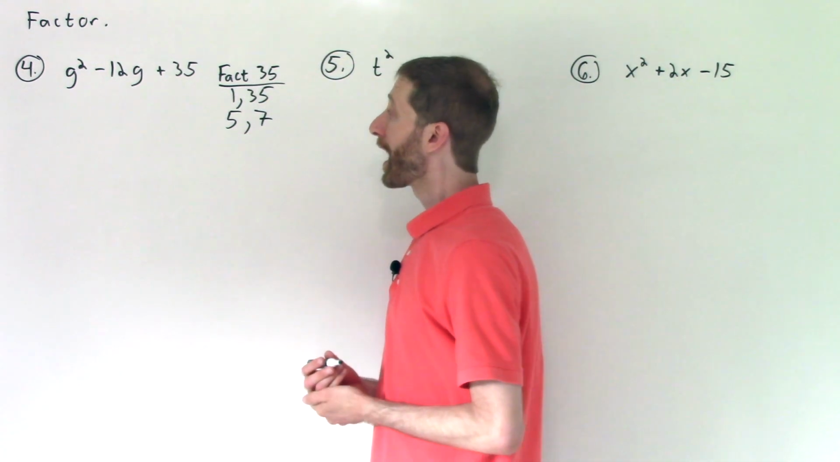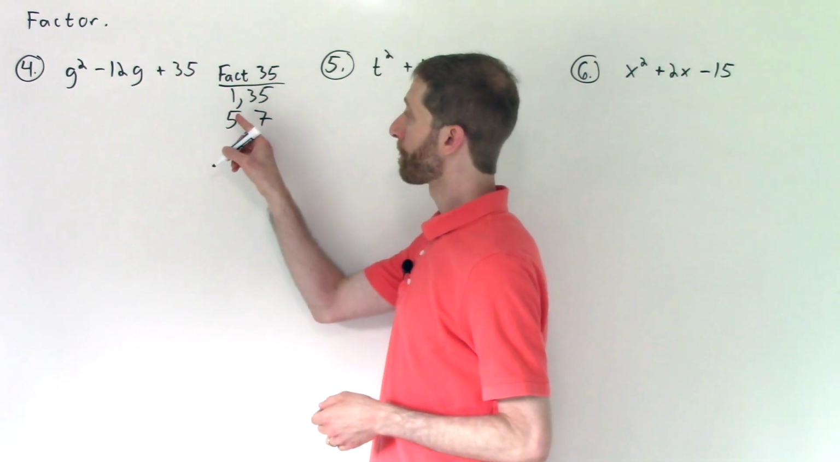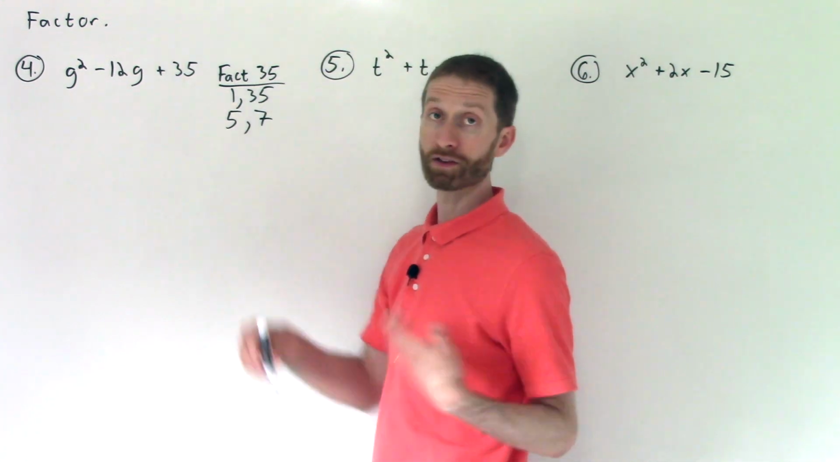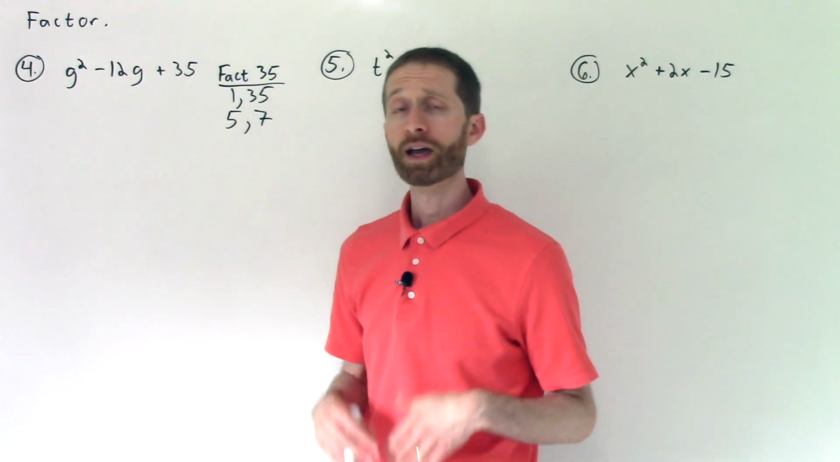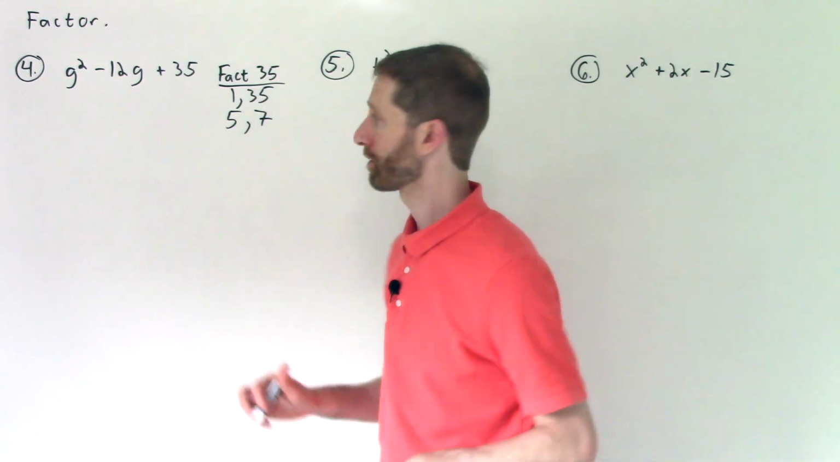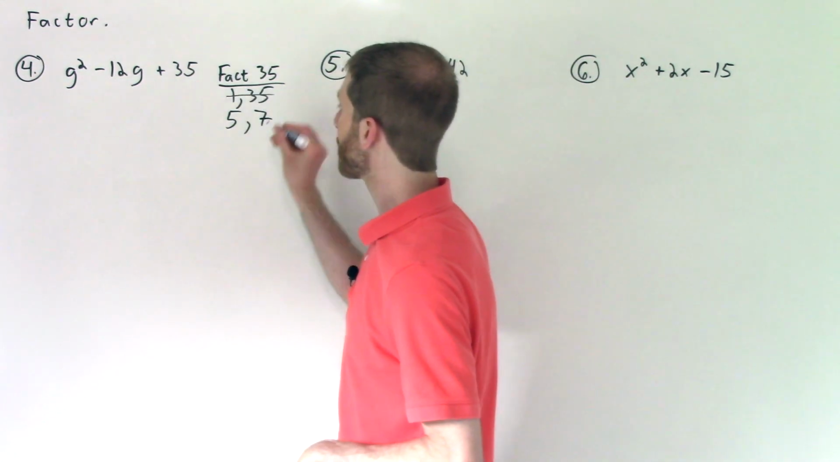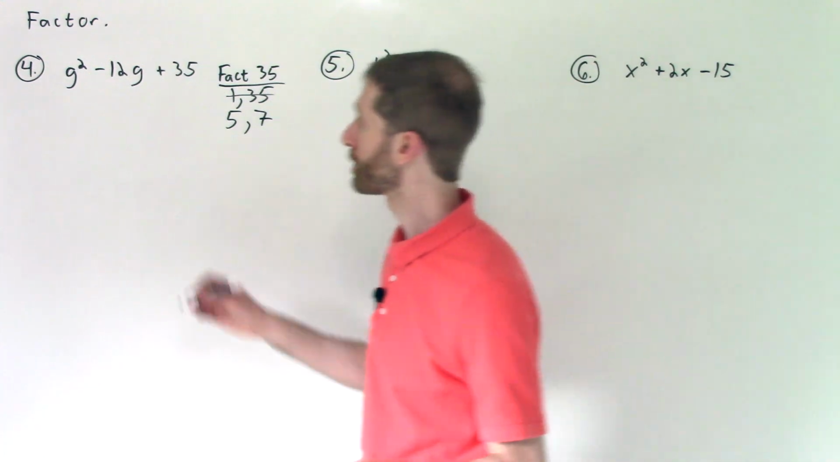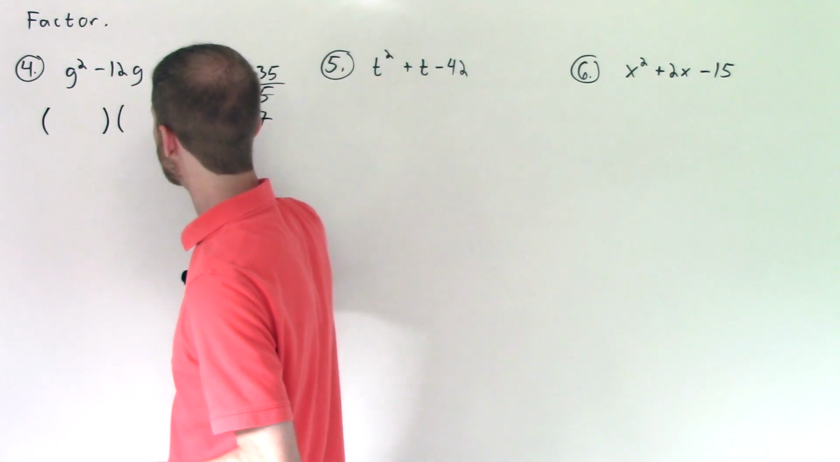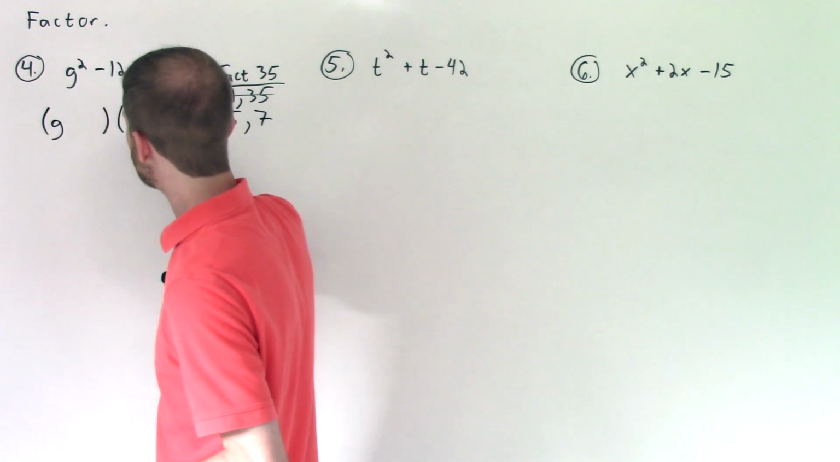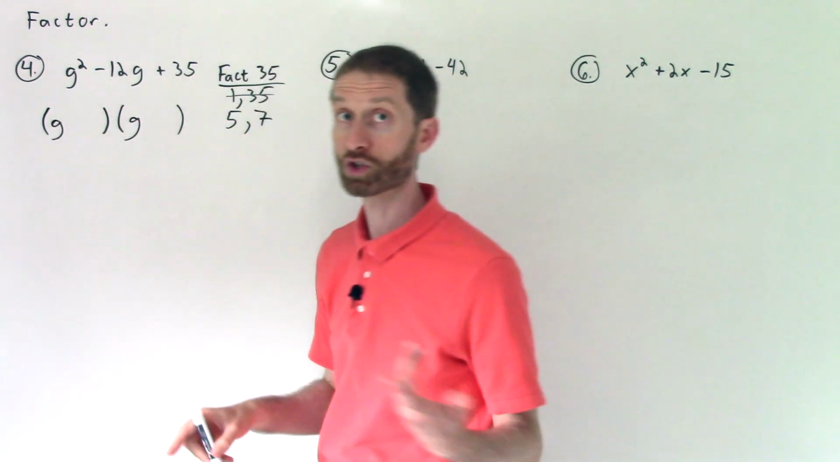So now I want from these the 2 numbers that will combine to give us 12. Well, 1 and 35, if we add them, gives us 36. And if we subtract them, that gives us 34. So that's not it. 5 and 7, if I add them, give us 12. So let's see how that's going to be arranged. Well, we've got our 2 parentheses. You know it's g and g, because g times g gives you g squared.